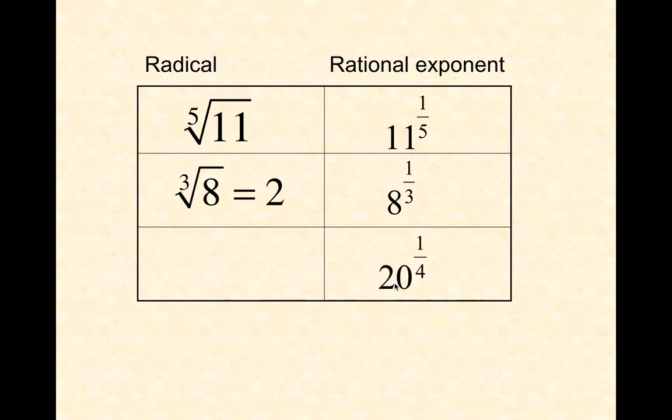Here's one more. 20 to the 1/4 power. 4 on the bottom, the denominator, is denoting the fourth root. So this is the fourth root of 20. Pretty easy stuff. Whatever the root is, the index, that is your denominator. Fraction powers.